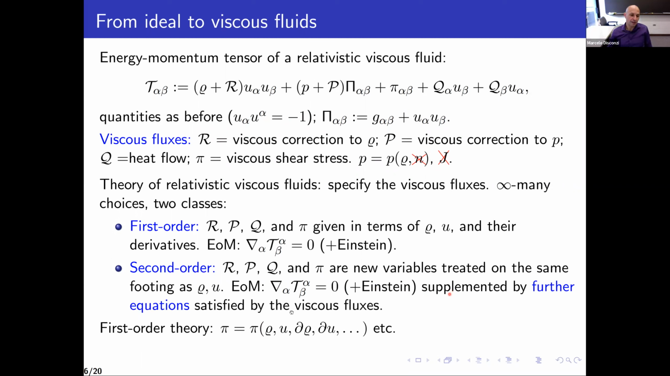But in a nutshell, in a first-order theory, a viscous flux, like for example, the viscous shear stress, is some known expression of the density, velocity, and their derivatives. And in a second-order theory, the viscous fluxes, like the shear stress, satisfy their own equation of motion. That's the general philosophy. So what I'm going to do next, I'm going to give concrete examples of these situations. Okay.